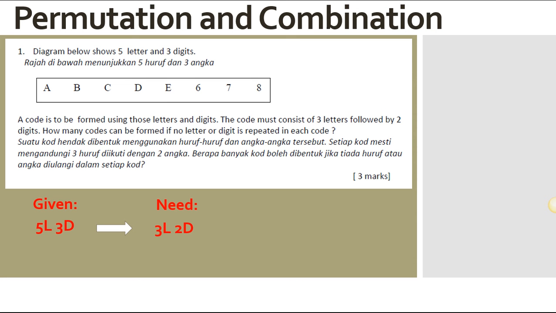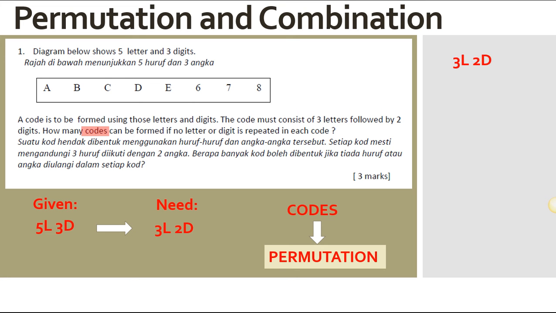So how do you know whether this is a question on permutation or combination? Okay, simple. If you can find the word code or any words with arrangements or any word with no repetition, that will be a question on permutation. So this question is on permutation because you can find the keyword codes here. Let's find out how many codes can be formed.